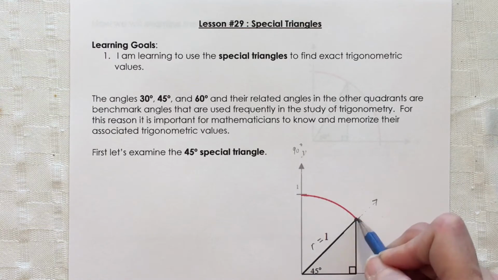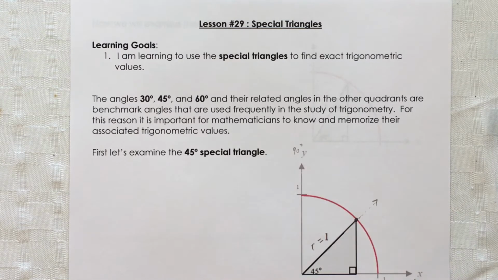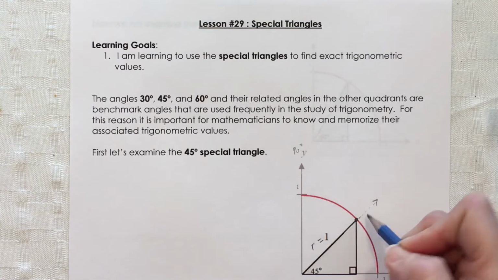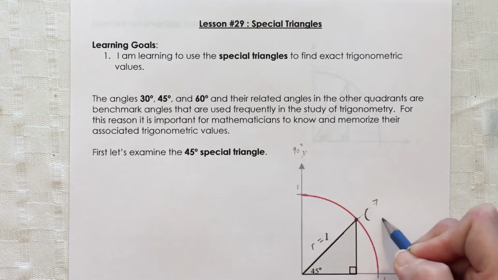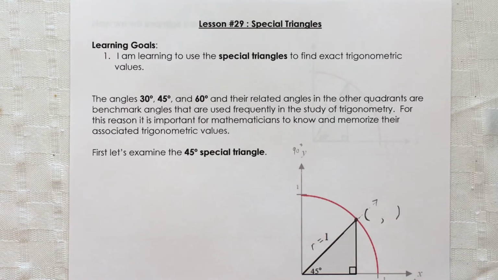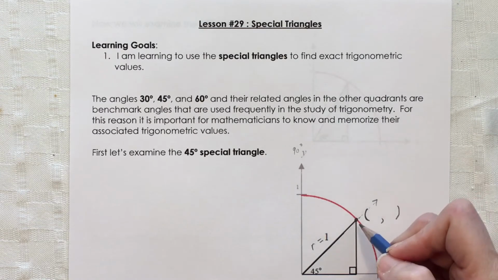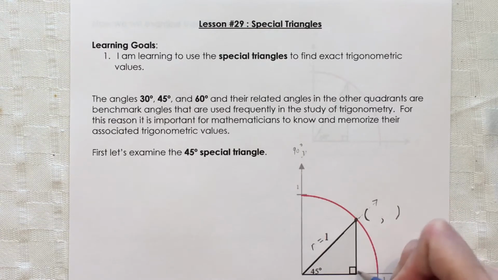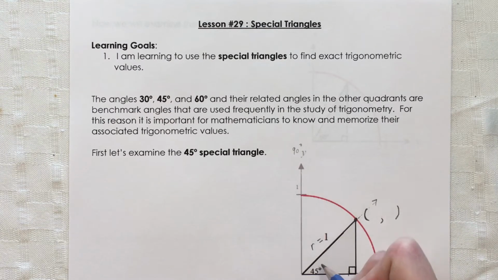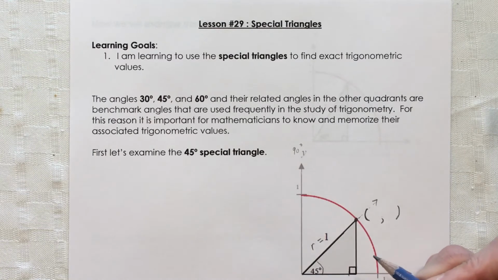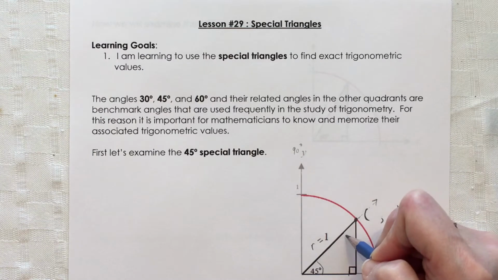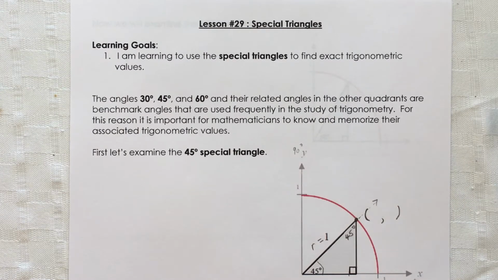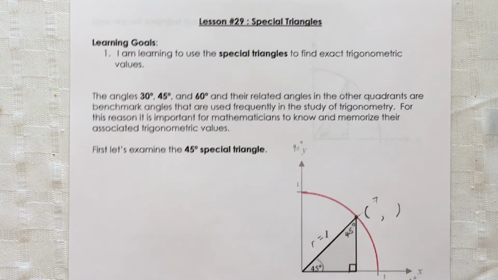And this length for r is 1. Now, if we want to figure out what this point here is, we would draw down and make our triangle with the x-axis, a right angle triangle. But if this is 45 degrees and there's 180 in a triangle, then this angle up here is also 45 degrees, which makes this a special kind of triangle.